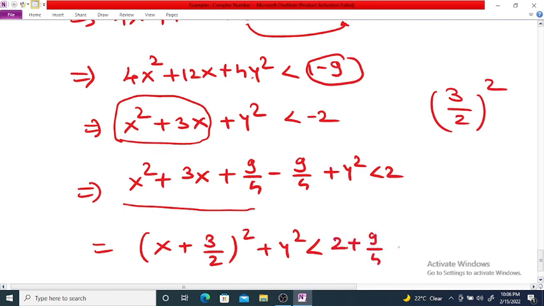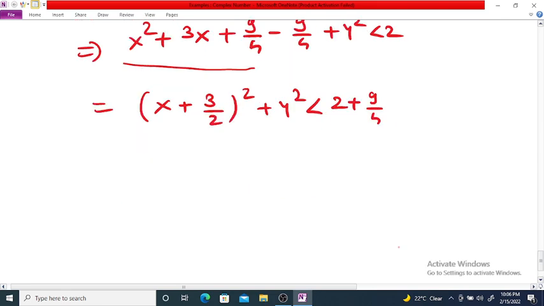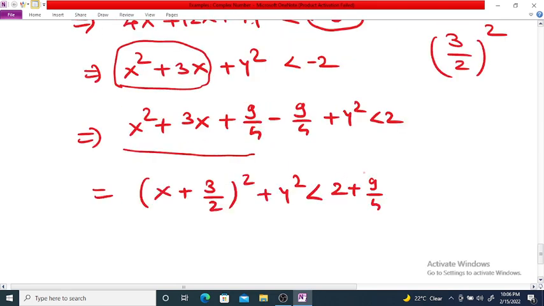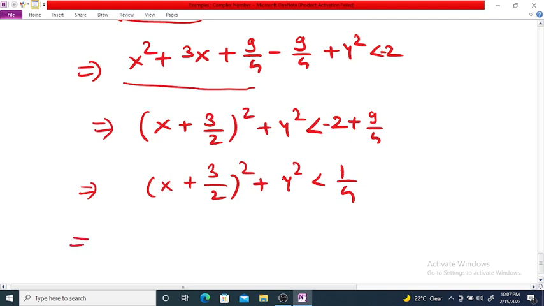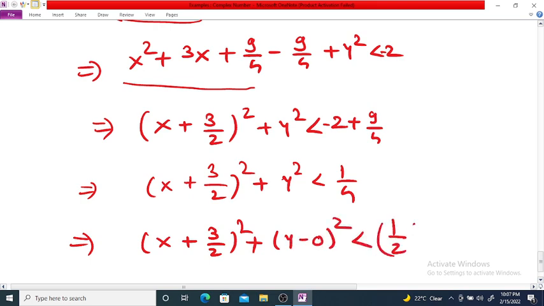So this is equal to, this is not minus 2, it is minus 2, not plus, minus 2 minus 2. So this is nothing but (x + 3/2)² + y² < -8 + 9. So this is nothing but 1/4, that is (1/2)². So if we write this as (x + 3/2)², we can write this y² as (y - 0)² < (1/2)².